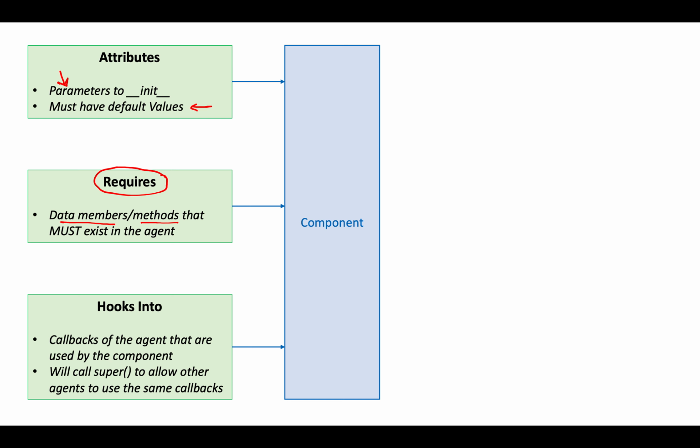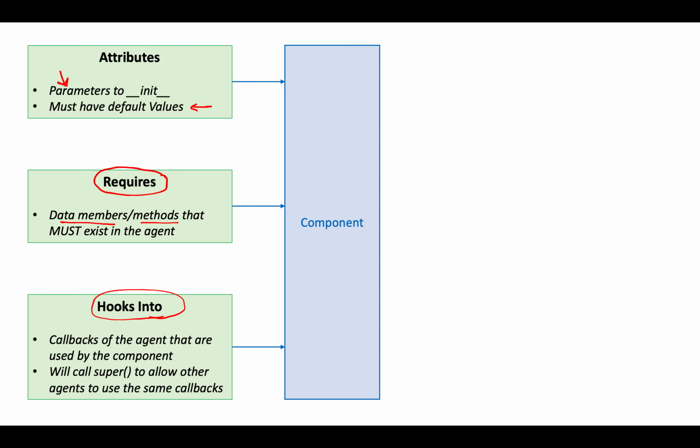The third thing is a set of hooks. Any component can actually respond to any callback. There are two ways to do that. One of them is what we call hooking. In this case, the component responds to the callback, let's say, for example, the step callback. So it decides what to do during the step callback.